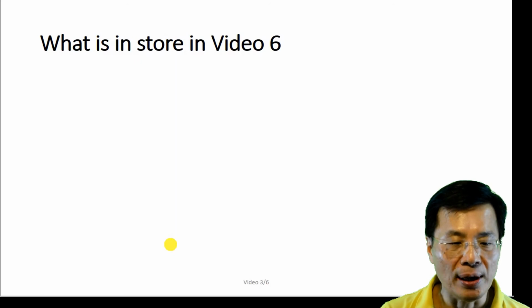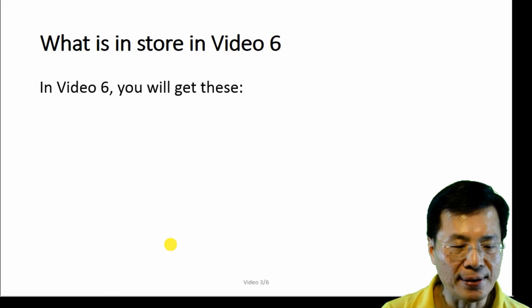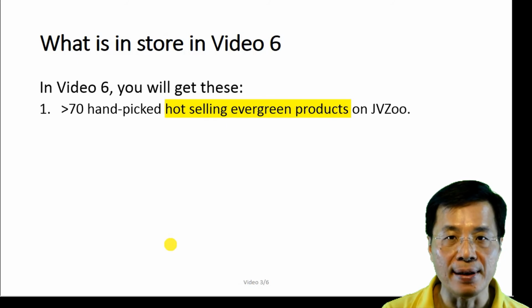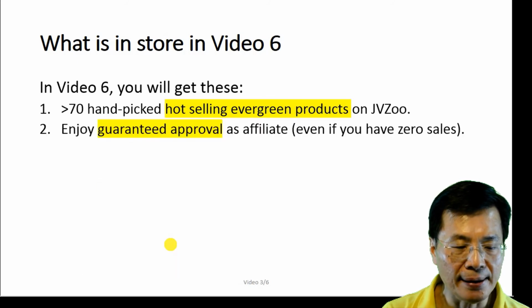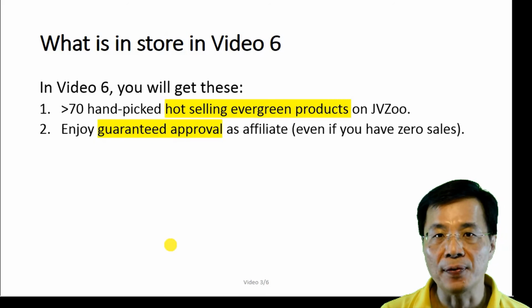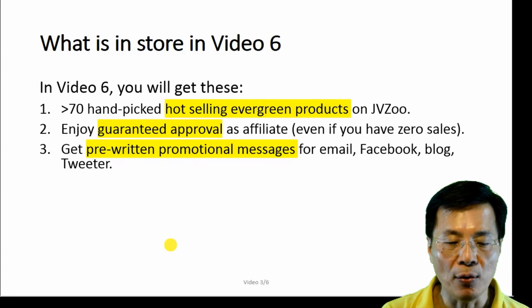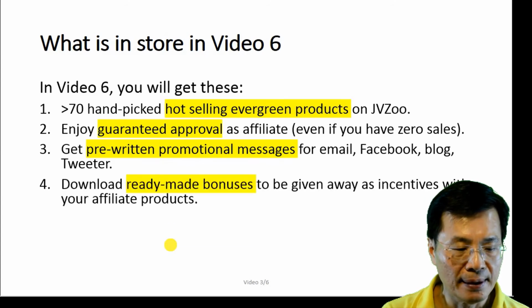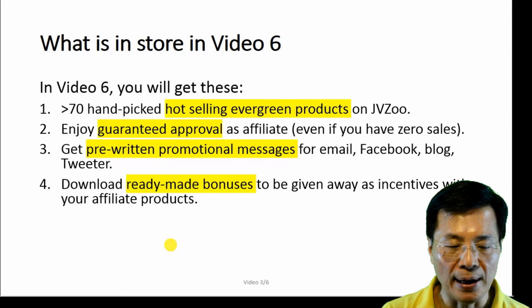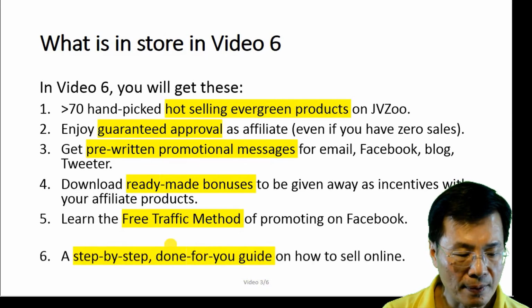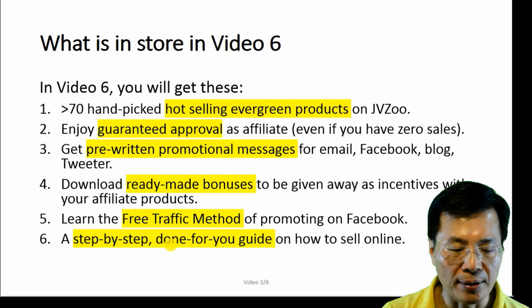What is in store in video 6? In video 6, you will get this. 1. 70 hand-picked hot-selling evergreen product in JVZOO. Enjoy guaranteed approval as affiliate, even if you have 0 sales. Get pre-written promotional messages for email, Facebook, blog, and Twitter. Download ready-made bonuses to be given away as incentive with your affiliate products. Learn the free traffic method of promoting on Facebook. A step-by-step done-for-you guide on how to sell online.